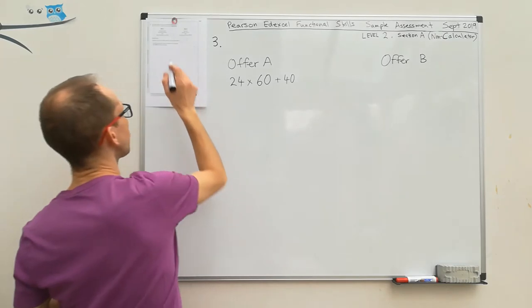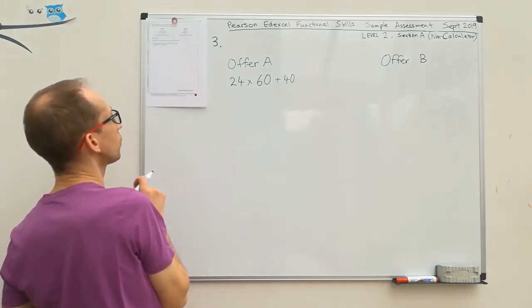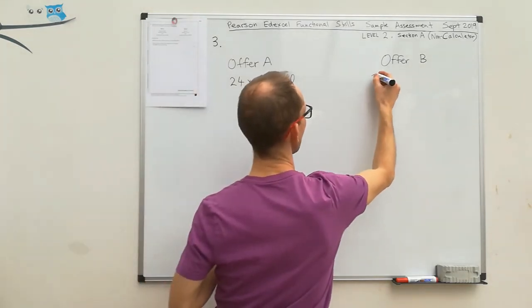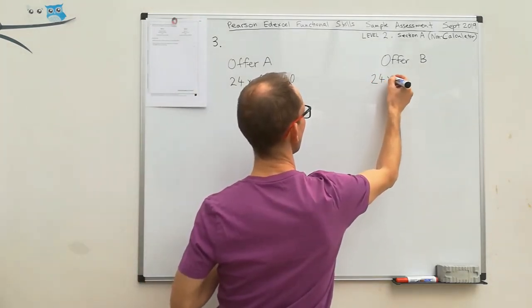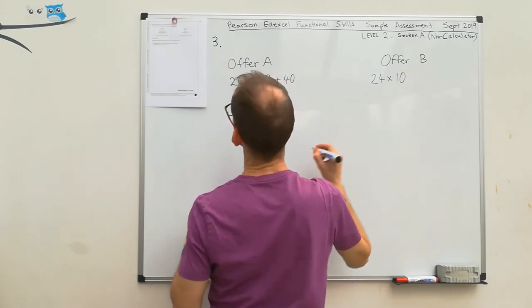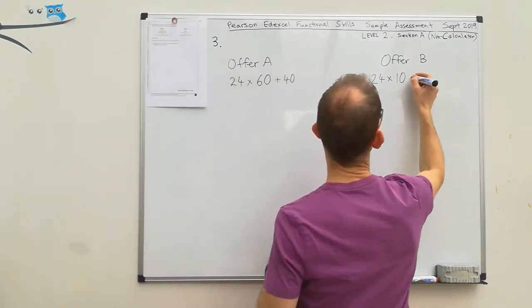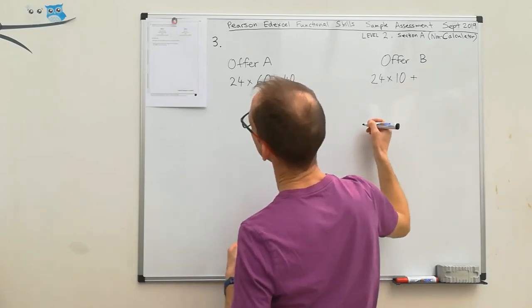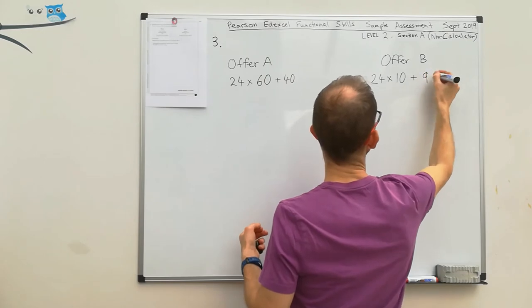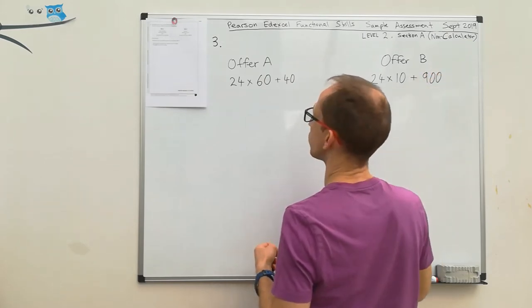So for offer B, we've got the SIM only, monthly cost of £11. Again, it's going to be for 24 months, so we can say 24 times, well, £11, let's round that to £10. And then we've got the mobile phone cost of £889.92. Let's round that to £900.